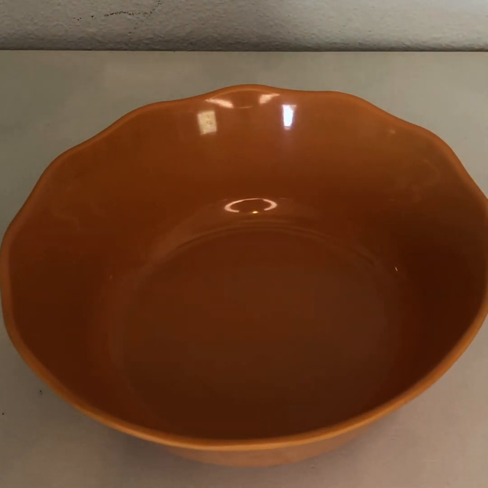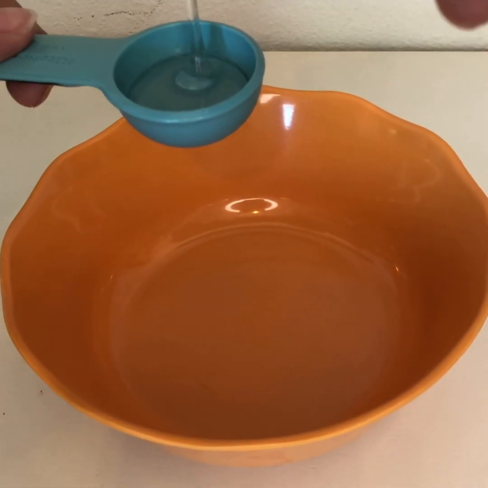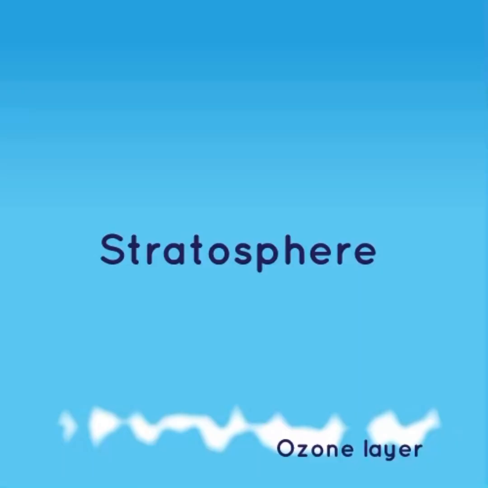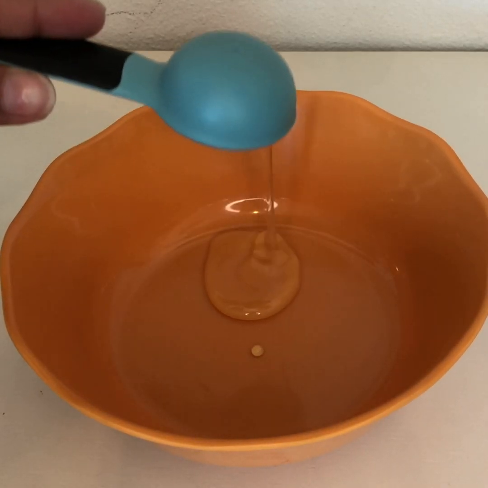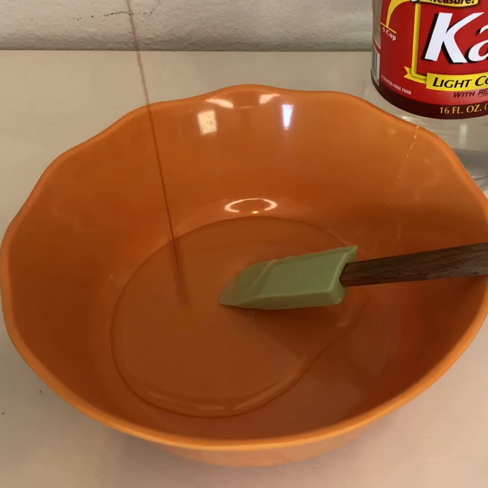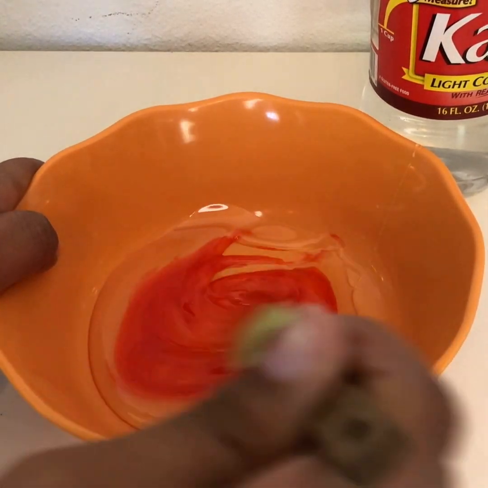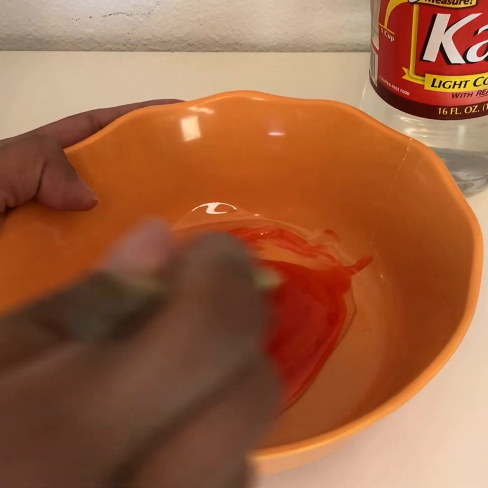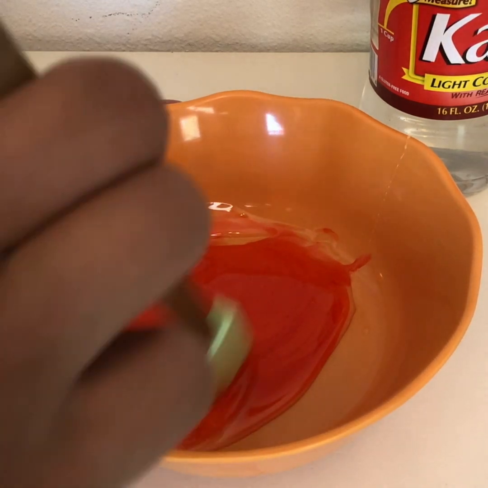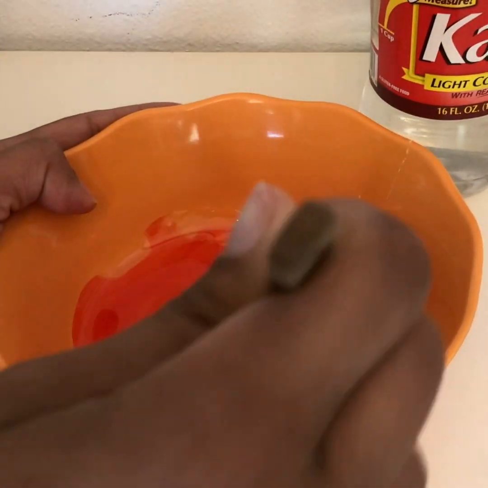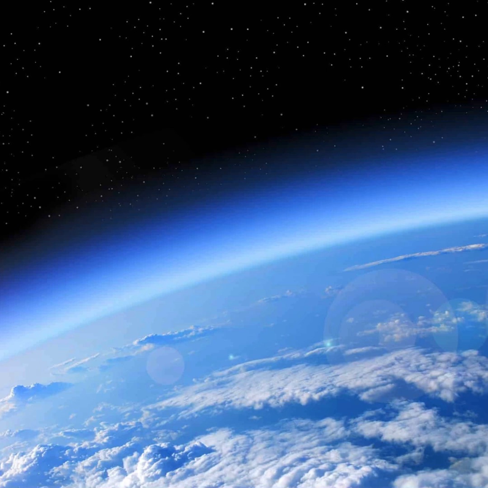Next, we are adding corn syrup. Corn syrup is going to symbolize the stratosphere. The stratosphere accounts for approximately 24% of the Earth's total atmosphere and also contains approximately 19% of the Earth's total atmospheric gases. 90% of the ozone layer is also found in the stratosphere upper crust. The ozone layer is very important for man's survival because it absorbs UV radiation from the sun.